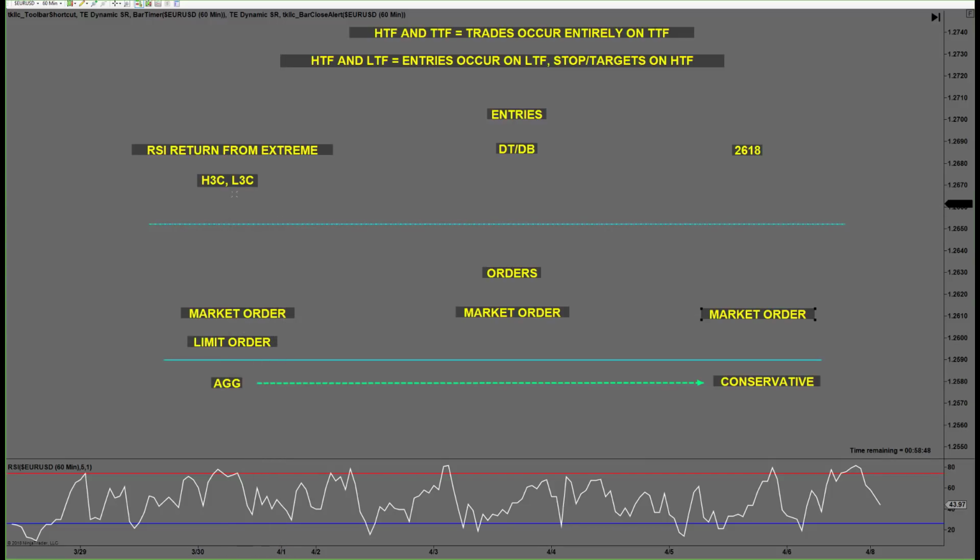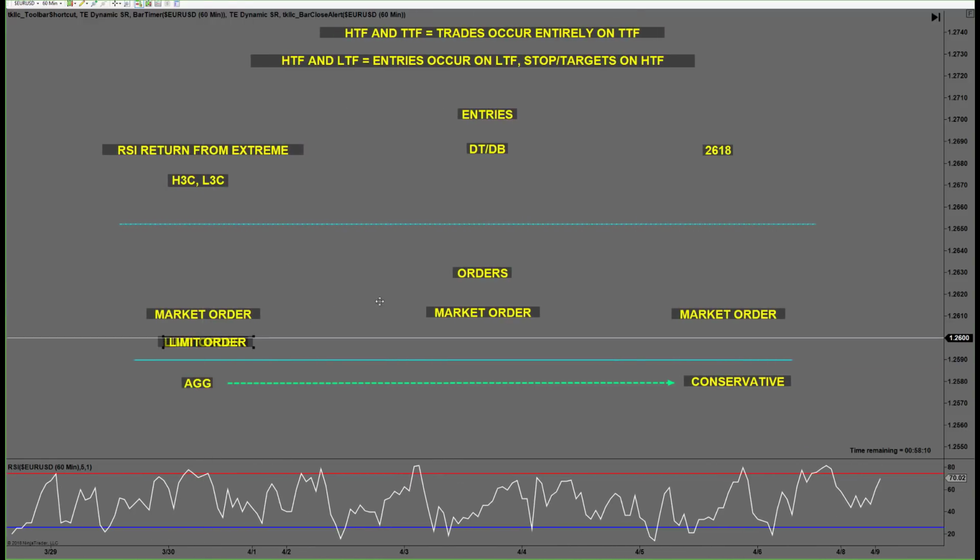And the thing about that is that all these other things, RSI return from extreme, H3C, L3C, double top, double bottom, those five things, H3C and L3C as separate things, RSI return, that's three, double top, double bottom, four, five. Those five different things require a what? A market order to enter. Why? Because I need to watch the market, wait for the thing to happen, enter. Yes? However, at 26.18, I can use a limit order.